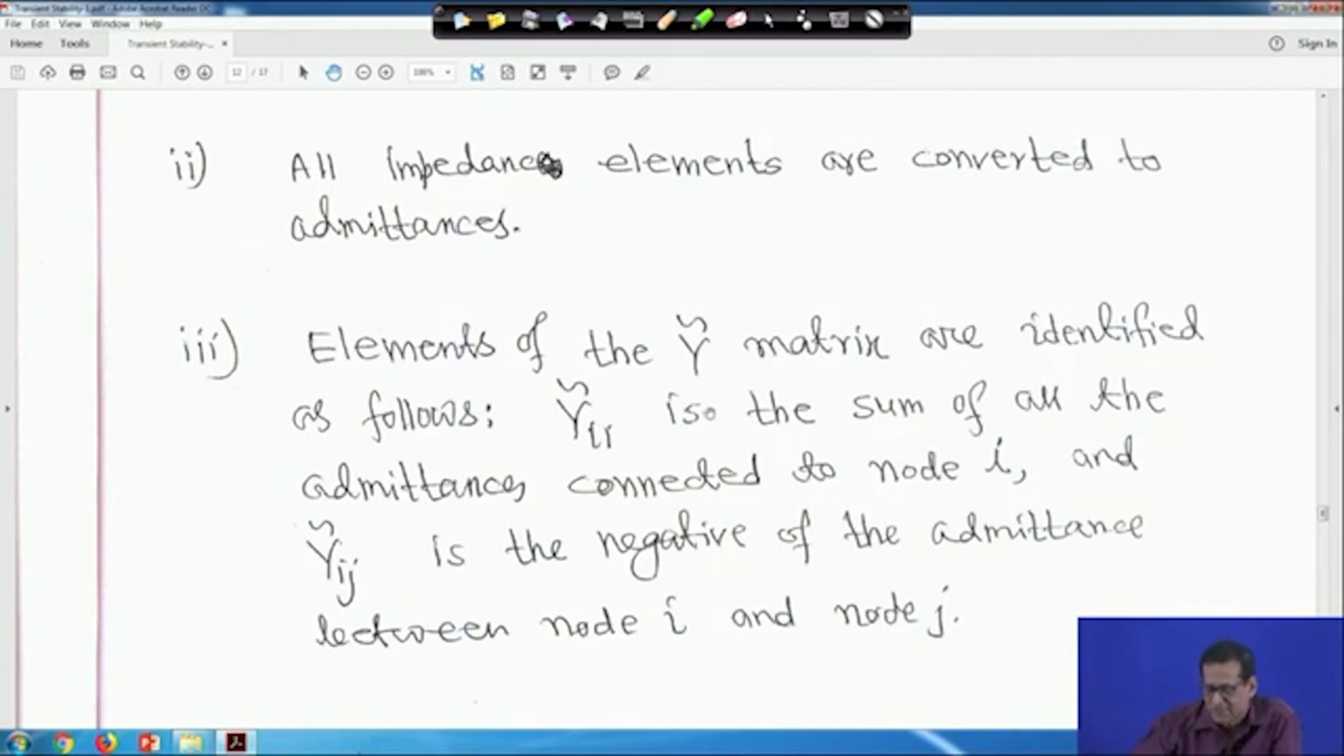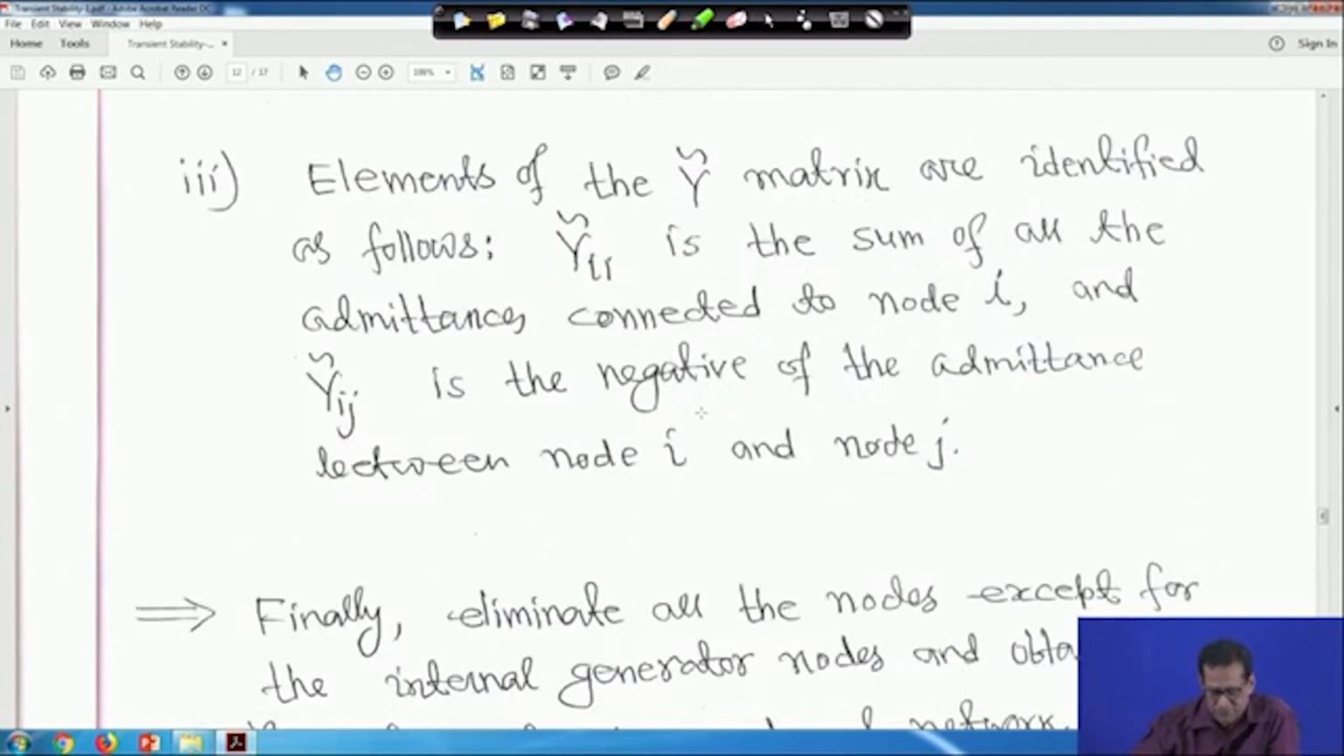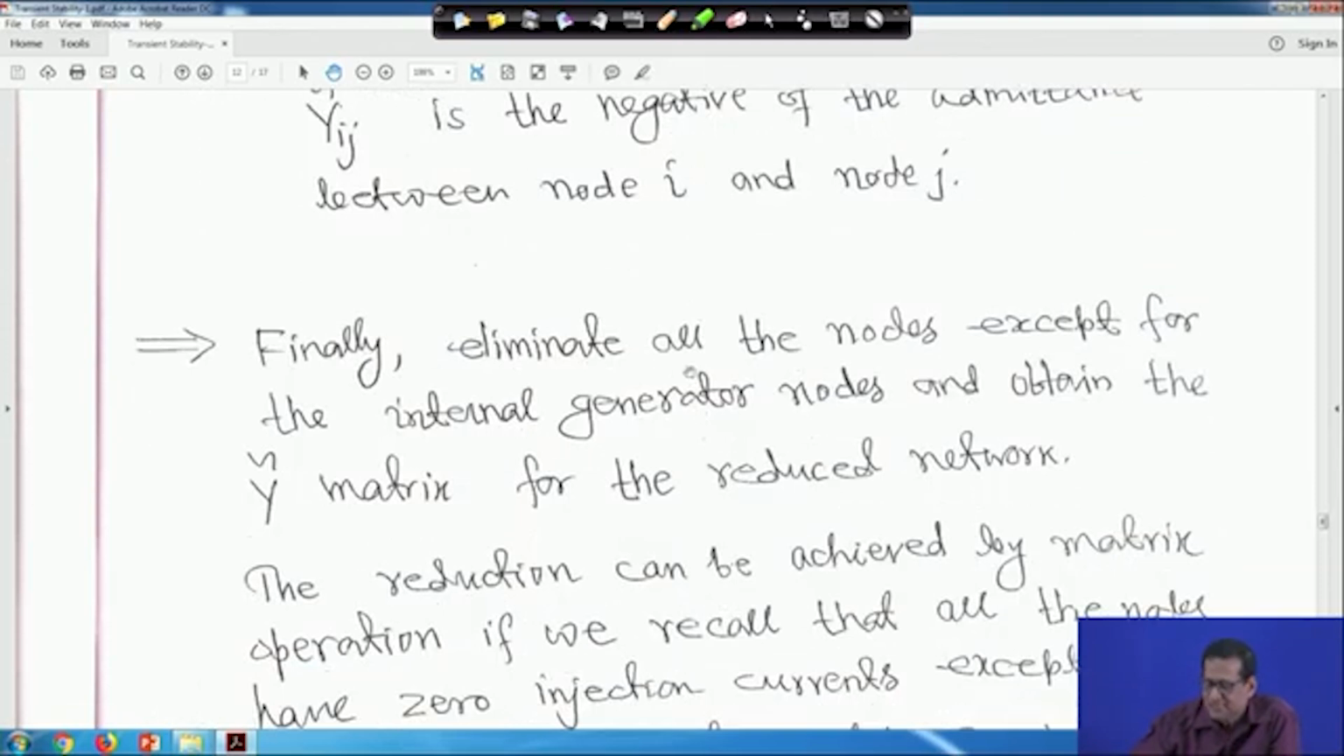So, that you have studied from the load flow studies. Now, finally, eliminate all the nodes except for the internal generator nodes and obtain the Y tilde matrix for the reduced matrix. Ultimately, you have to reduce the Y matrix so that, if you have n number of generators, it will be an n by n matrix. You have to reduce it by some technique that we will see.